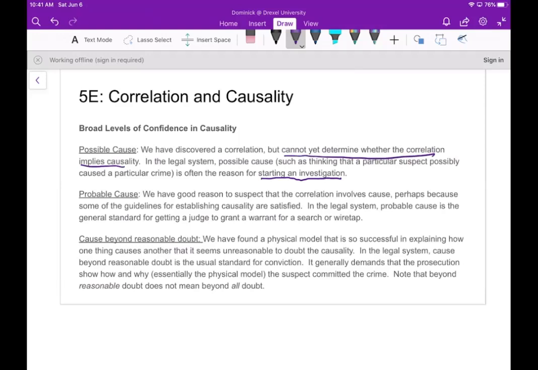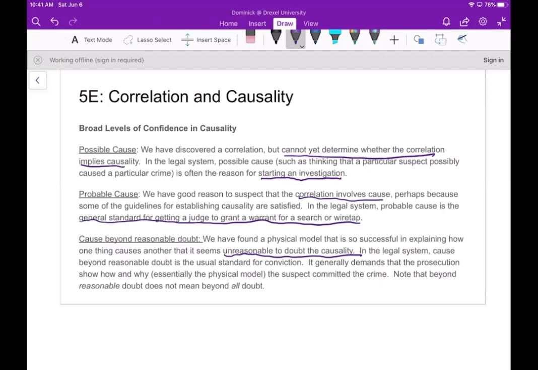Now, the next one is probable cause, and that's where you have good reason to suspect that the correlation involves cause, perhaps because some of the guidelines for establishing causality are satisfied. Now, in the legal system, probable cause is usually the general standard for getting a judge to grant a warrant for a search. Okay. Now, the last one is that we have found a physical model that is so successful in explaining how one thing causes another that it seems unreasonable to doubt the causality. Now, in the legal system, cause beyond reasonable doubt is the usual standard for conviction, right?